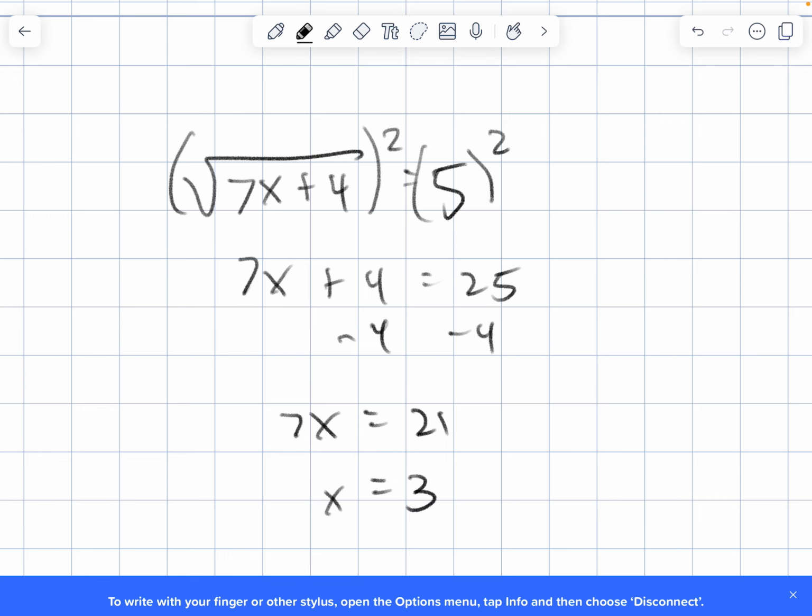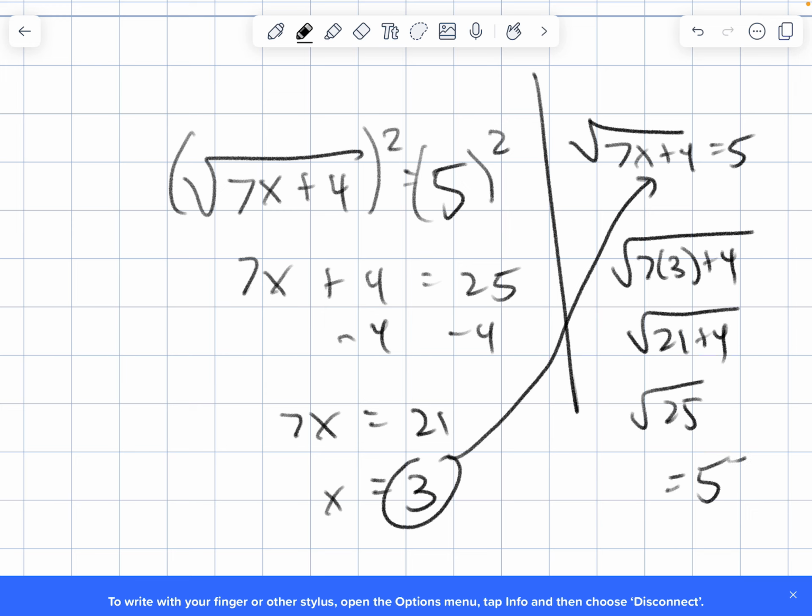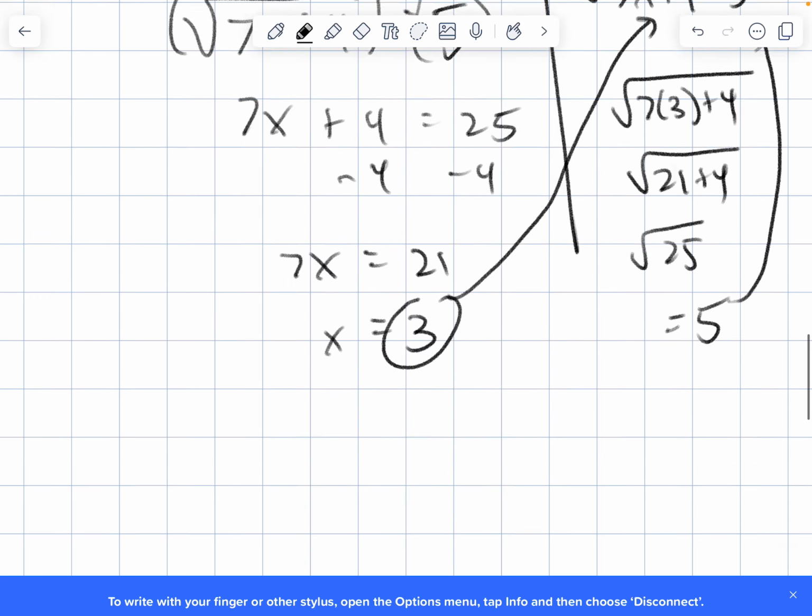Now, whenever you've got an equation with a square root symbol in it, you should always go back and check and see if that answer actually satisfies the equation. So our original equation was the square root of 7x plus 4 equals 5. Substituting 3 in, we get the square root of 7 times 3 plus 4, which is 21 plus 4, which is 25, the square root of which is equal to 5, and that's what we have here. Okay, so we've checked, it works, and we're good to go.